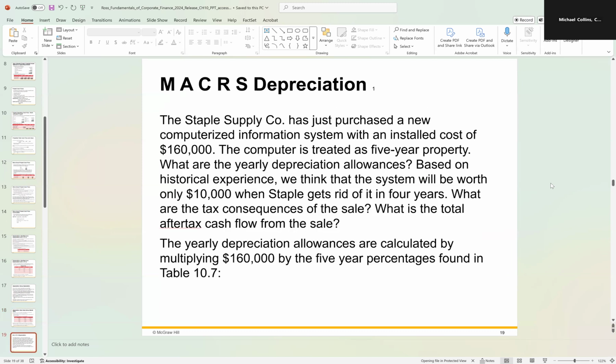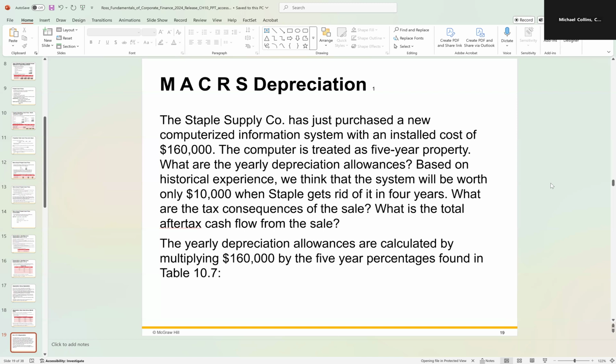MACRS depreciation. Staples Supply Co. has just purchased a new computerized information system with an installed cost of $160. The computer is treated as a 5-year property. What are the yearly depreciation allowances? Based on historical experience, we think the system will be worth 10 grand at the end of 4 years. What are the after-tax consequences of the sale? What is the total after-tax cash flow from the sale?